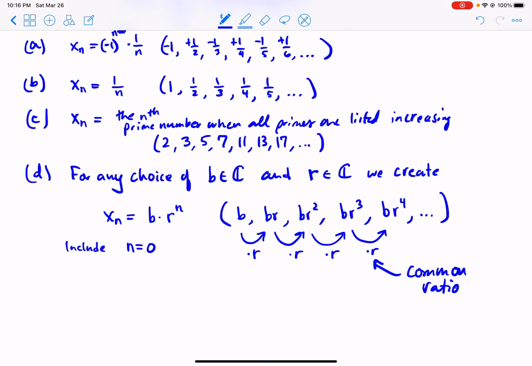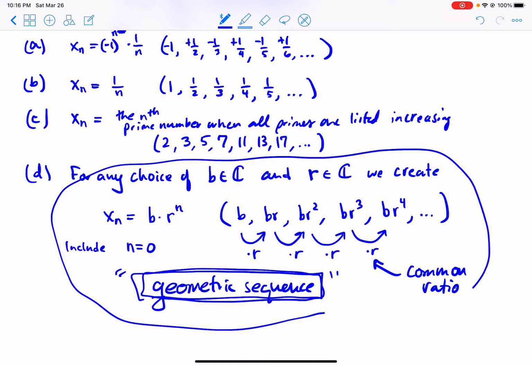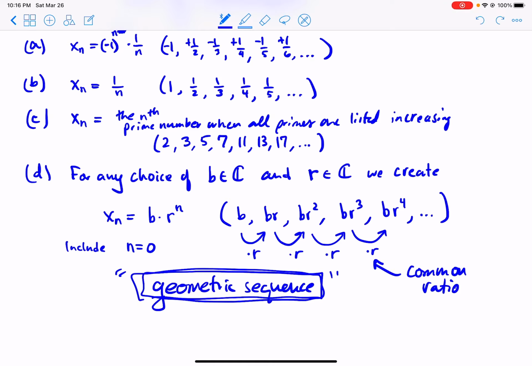And this has the name geometric sequence. You're just going to see this throughout your career in math, physics, anything to do with math, really, is this word. So just commit it. This is what people mean. They mean something that looks like this. It's good to know the names of things. Okay.